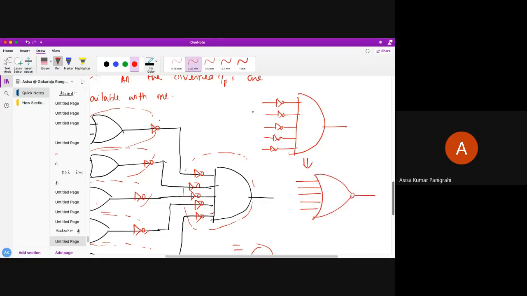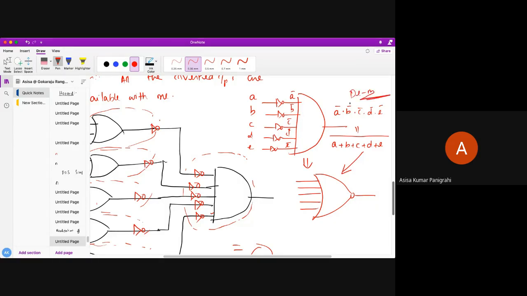If you apply De Morgan's law, it is very simple. If you take A, B, C, D, E, it will obviously be A bar, B bar, C bar, D bar, E bar. You can take finally A bar and B bar and C bar and D bar and E bar, which will give me finally A or B or C or D or E. Which is nothing else, a 5 input NOR gate. Am I correct, students? I have just applied De Morgan's theorem here, nothing else.